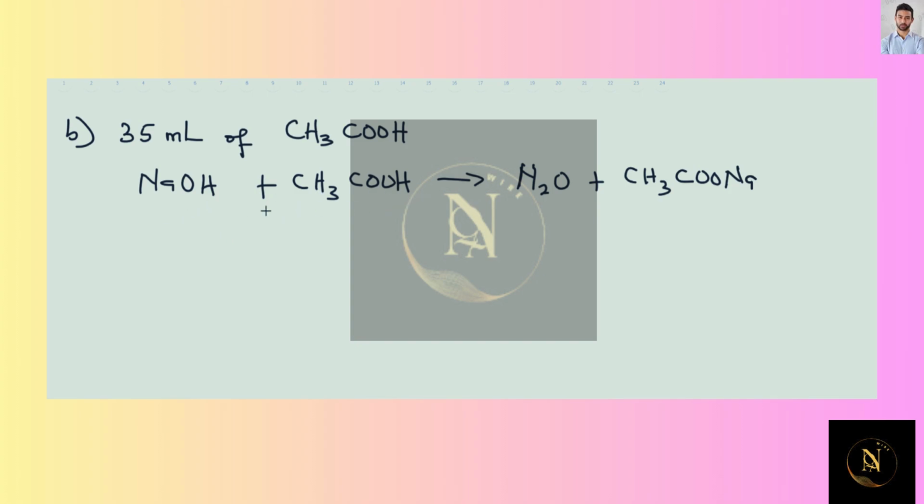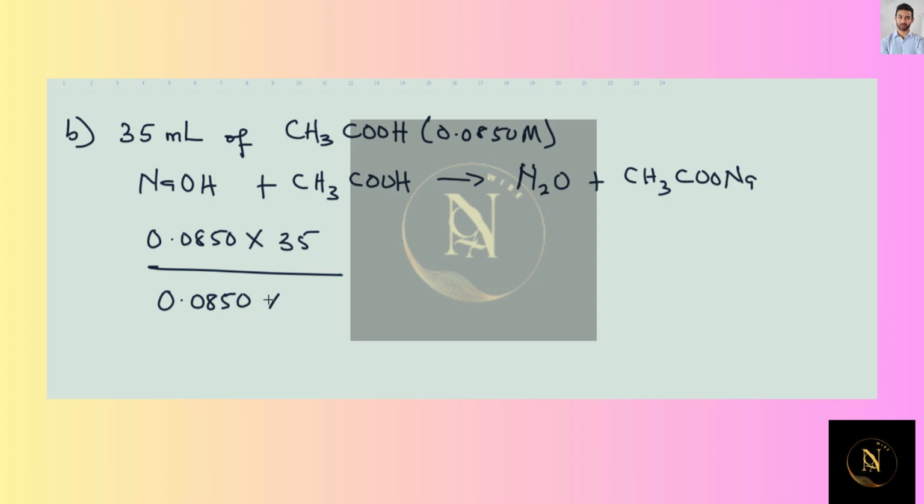Balanced equation 1:1. So the CA in this case, the concentration of the acid, is 0.0850 molar. Volume of the acid is 35. Concentration of base remains the same at 0.0850, and volume of the base is what we're looking for, 1/1, NA over NB. So volume of base is 35 milliliters.